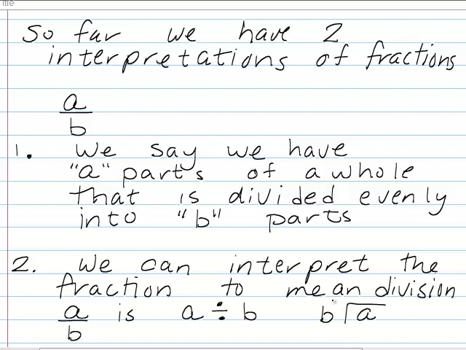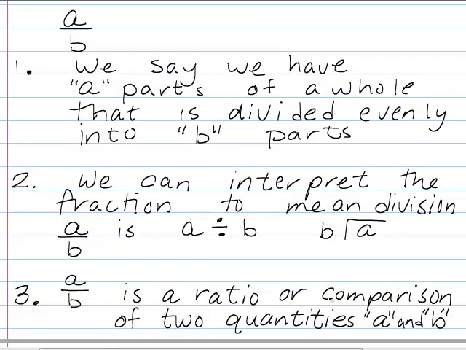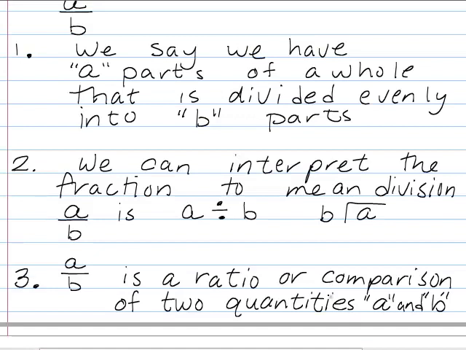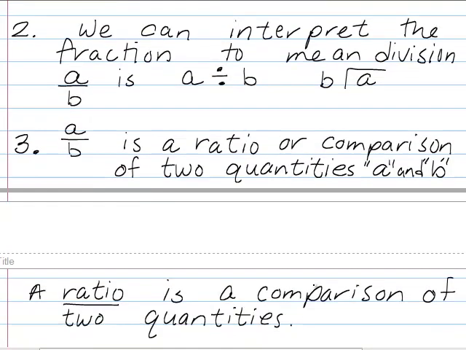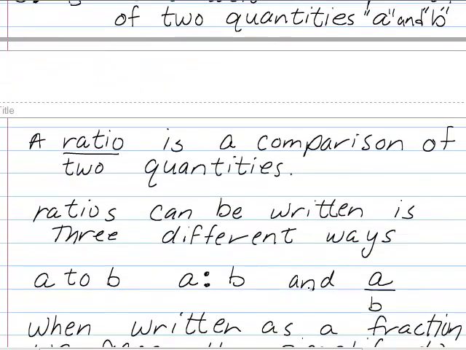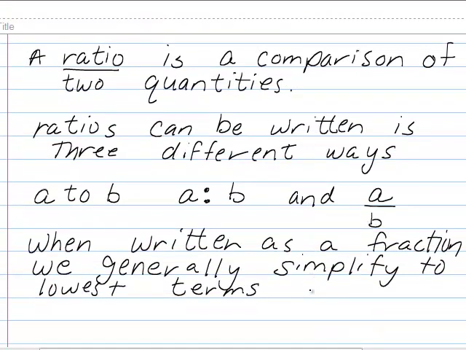So now we are going to come up with a new interpretation, and we're going to have three. So this one, A over B, is a ratio, or the comparison of two quantities, A and B. So if we're comparing two things, then we can write it as a ratio. And that's what we're going to talk about here.